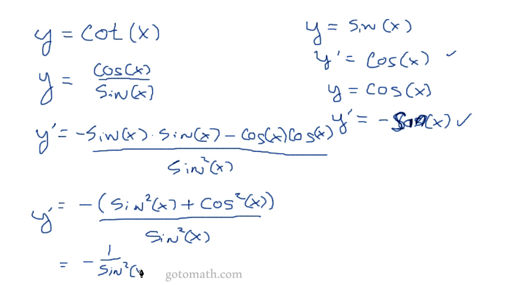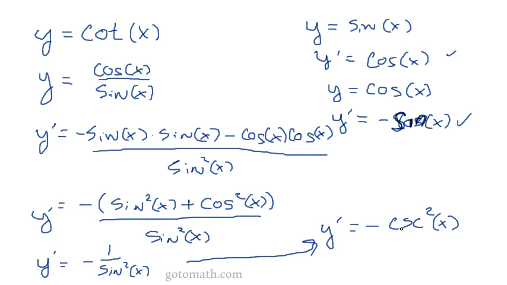Now obviously you don't want to do this every time. You just want to be able to look at that and go, oh yeah, the derivative is this, right? Let's continue this over here. So y prime. Now I'm going to rewrite this as negative cosecant squared x. So when you see this, you want to go, oh, the derivative is negative cosecant squared x.